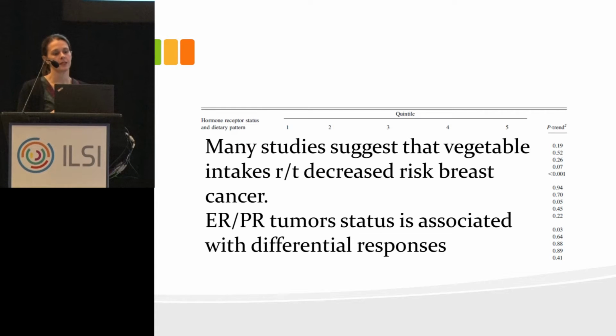So many studies have shown this association between high vegetable intakes and reduced risk of breast cancer. However, what this paper points out is that not all cancers are the same, and the way that the diet exerts its effects are not always the same.